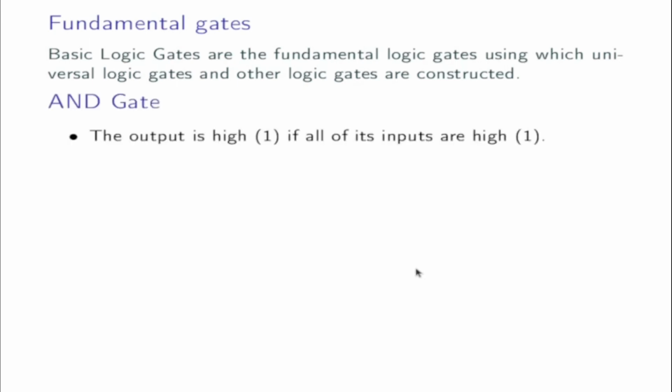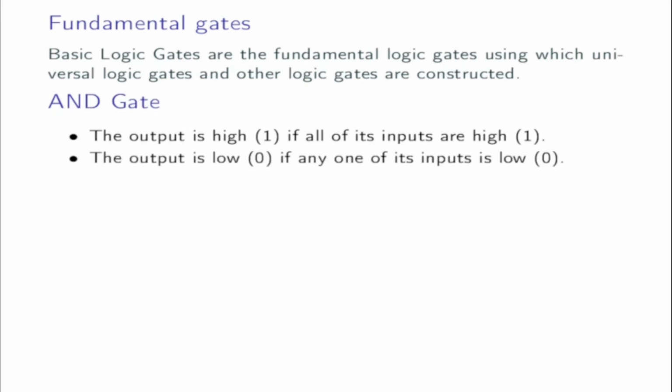AND gate. The AND gate output is high if all of its inputs are high. The output is low if any one of its inputs is low. This is a symbolic representation of an AND gate. A and B are the inputs. Y equals A and B is the output.